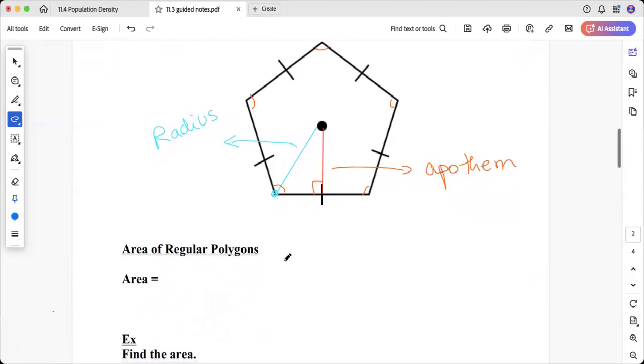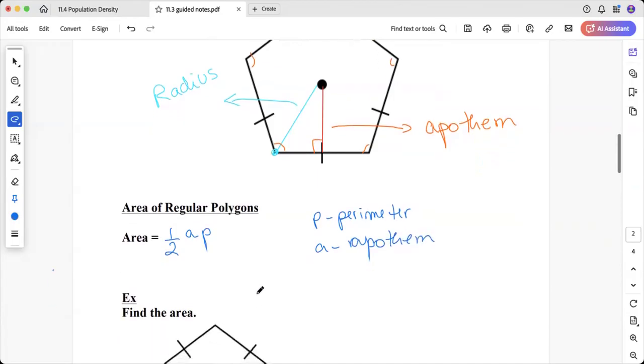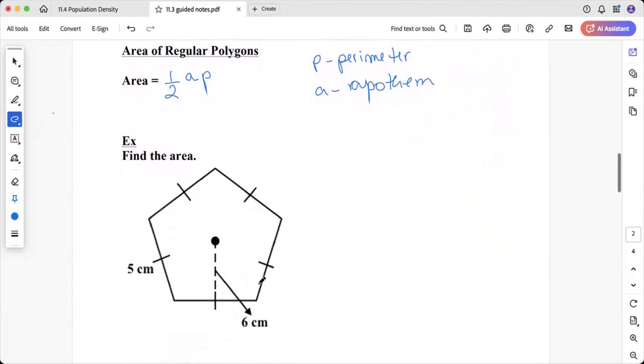Area of a regular polygon. The formula is half times A times P, where P is the perimeter and A is the apothem. So let's take a look at this example right here.